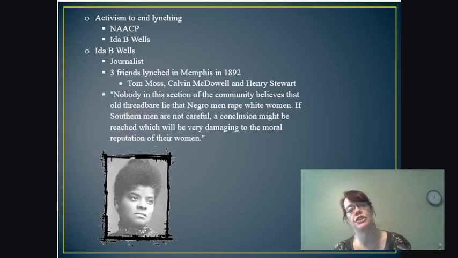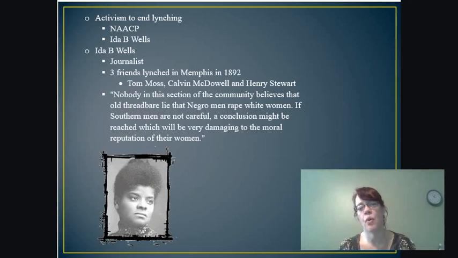And in 1892, she had 3 friends who were lynched. Tom Moss was her friend, and Calvin McDowell and Henry Stewart were 2 friends of theirs who were lynched with him. And they were lynched not because of an assault on a white woman, but because they owned an independent African American business, and one of their white competitors hired off-duty sheriffs, police officers, to come and trash their house, and they had guns and defended themselves, and basically in the end they were lynched because of that.